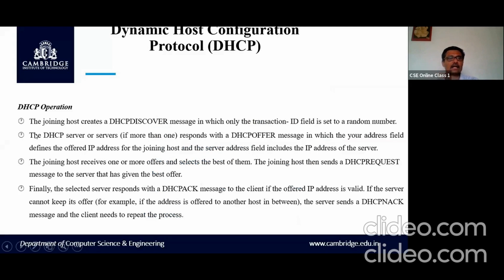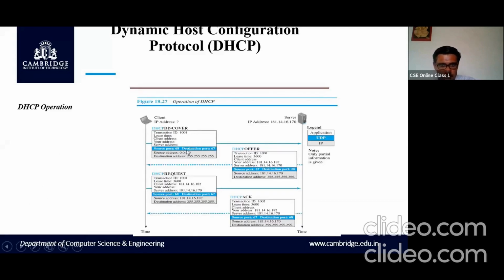Then the DHCP server, or in some cases servers, if there is more than one server, responds with the DHCP offer. That is this second one. In the DHCP offer message, your address field defines the offered IP address for the joining host, and the server address field includes the IP address of the server. That means here, this is sent to the server.